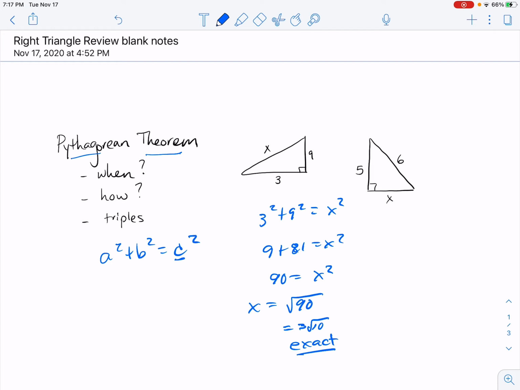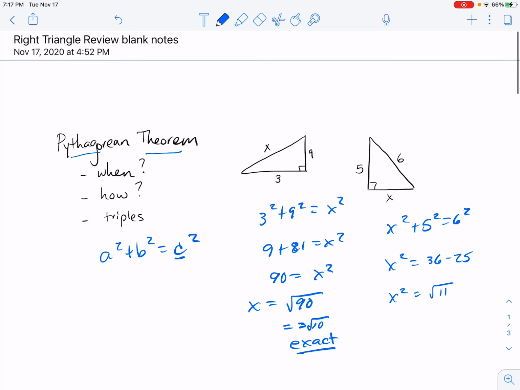All right? Okay, this time we have x squared plus 5 squared equals 6 squared. So x squared equals 36 minus 25. And you see I did that in my head. X squared equals... the square root of 9? Or is that 11? Must be 11. Sorry, all right, and that's another one that's exact. We like exact answers. I don't want a decimal out of your calculator.